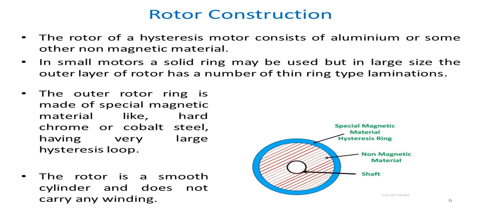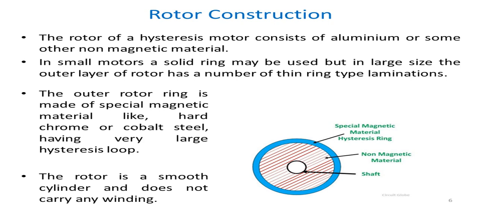The rotor is a smooth cylinder and does not carry any winding. In the previous diagram and in this diagram also, it is very clear that the rotor does not have any winding, and it is not using any rotor bars. It is just a smooth cylindrical rotor.